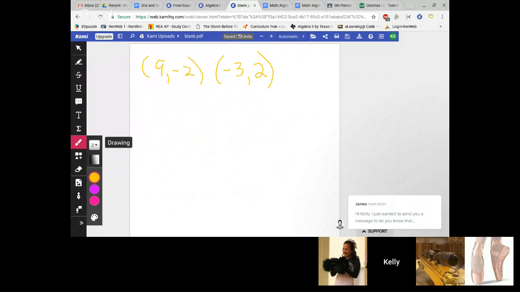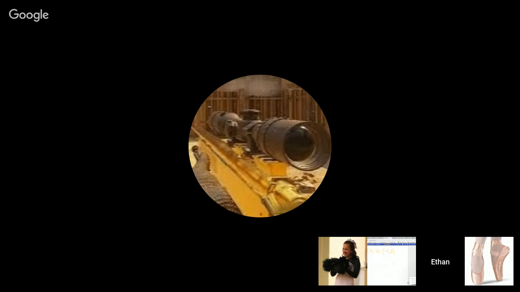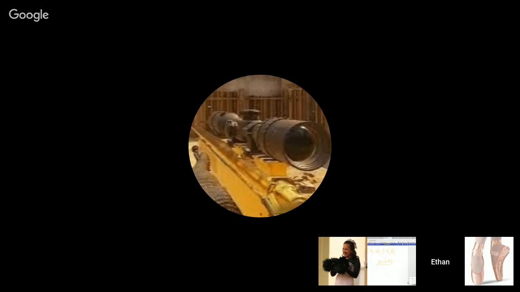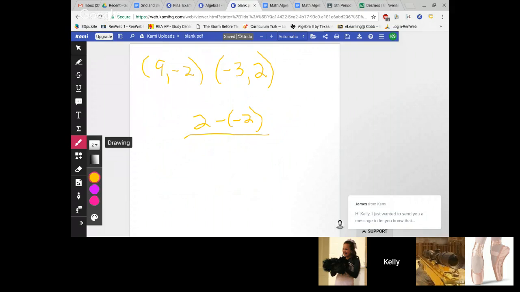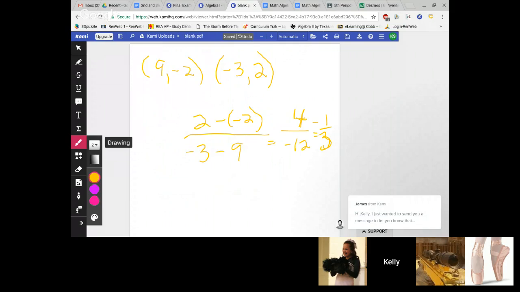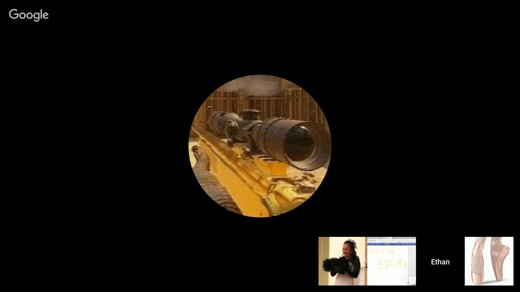So did I write them correctly? Let's see. Yes. Okay, so you're supposed to use the first point once you get the slope. So I've got to do the slope first. So I'm going to do 2 minus a -2. The slope would be 7, I think. And then -3 minus 9. So that's going to give me 4 over -12, which reduces to -1/3. Is that what you said? No, I got it wrong in my head. I added it in a weird way. Oh, okay. I took the 9 and the 2, and I subtracted.